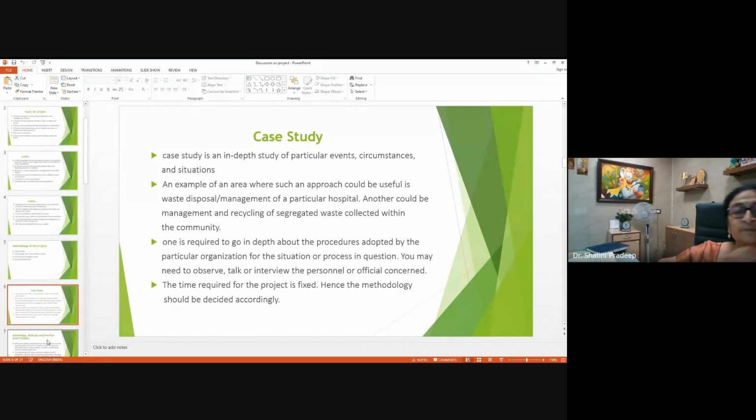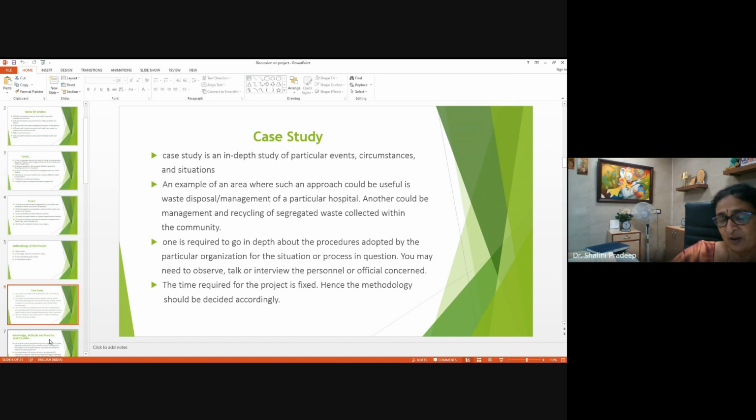What is a case study? It is an in-depth study of a particular event or a circumstance or a situation. This type, as I told you, can be waste disposal or management of a particular hospital. Another could be management and recycling of segregated waste collected within the community. So this is a case study. In a case study, we have to go into depth about the procedures adopted by that particular hospital. You may have to observe certain places, you have to have a checklist, certain places you'll have to have a one-to-one interview with the person or the official concerned.